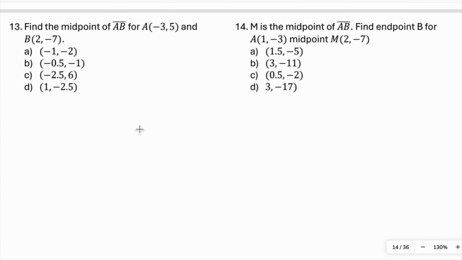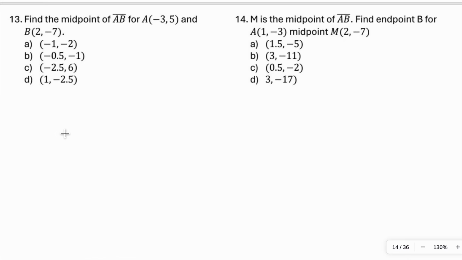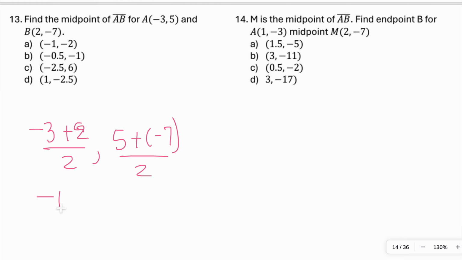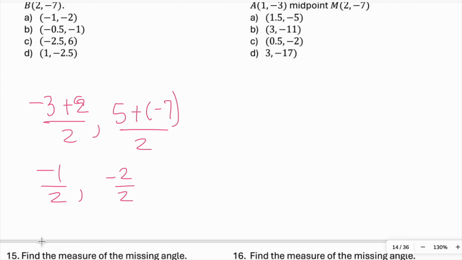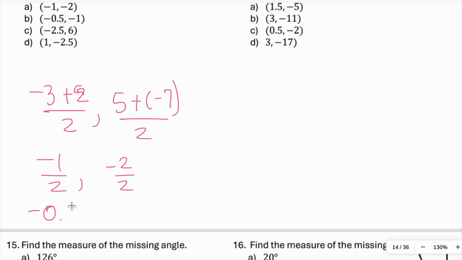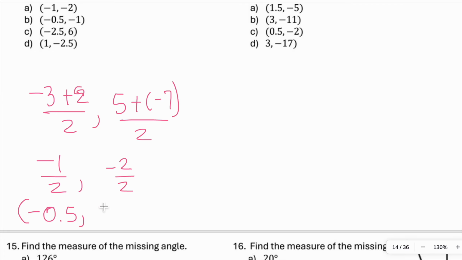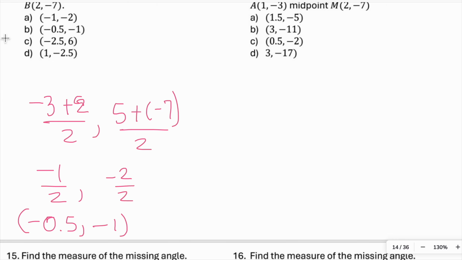Finding the midpoint of AB. So that is when we take our x's. So negative 3 plus 2 divided by 2, and then our y's, 5 plus negative 7, also divide by 2. So we're going to get negative 1 over 2, and then negative 2 over 2. Sorry for the sirens. Negative 0.5, comma, negative 1.